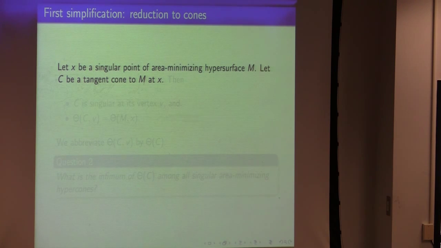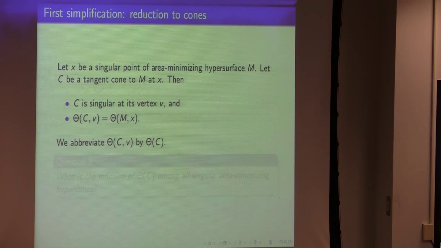So you take your X, take a sequence of dilations about X. If you pass to a subsequence, that's guaranteed to converge to an area minimizing cone called the tangent cone to M at X. And that cone, if your original point X was a singularity, then the cone will also be singular at that point. Okay? So if you start with a minimizing hypersurface and a singular point, the tangent cone will also be singular at its vertex, and the two densities will be the same.